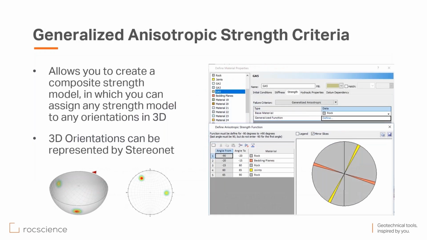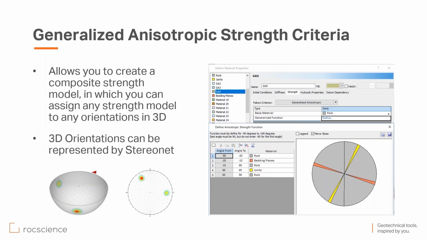For anisotropic models, I'm just referring to one of them, the generalized anisotropic strength criteria. In this one, we allow the user to create a composite strength model in which they can assign any strength model to any orientation in 2D and 3D. On the right side is a 2D representation of a rock mass. The rock, the gray material, is defined using a generalized Hoek-Brown criteria. The bedding plane, the orange zone, is defined as Mohr-Coulomb, and the network of joints is defined using a Barton-Bandis criteria.